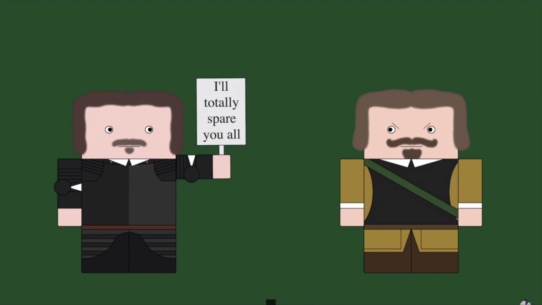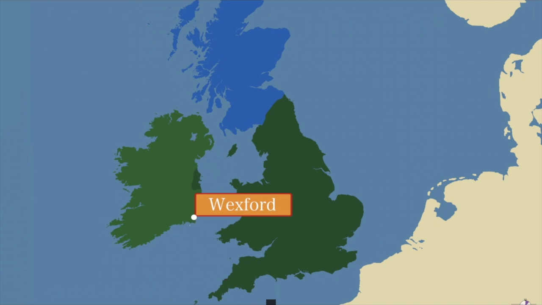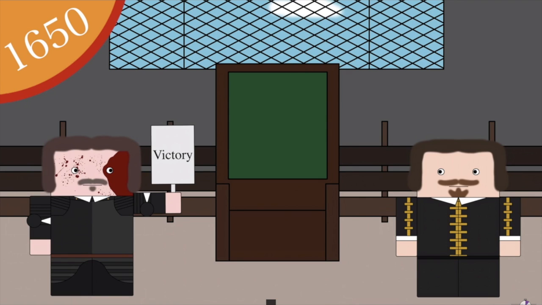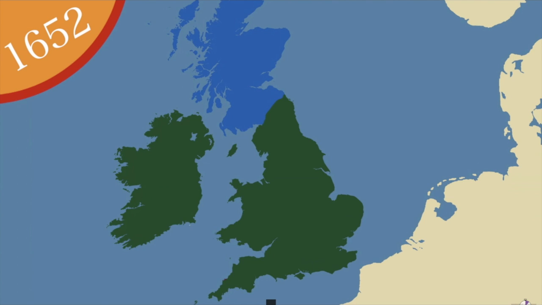He gave the Irish assurances that those who surrendered would not be harmed, but when he took the towns of Drogheda and Wexford, he promptly slaughtered their garrisons and many of the civilians living there. Cromwell returned to England in 1650, but the conquest was largely completed in his absence by 1652.